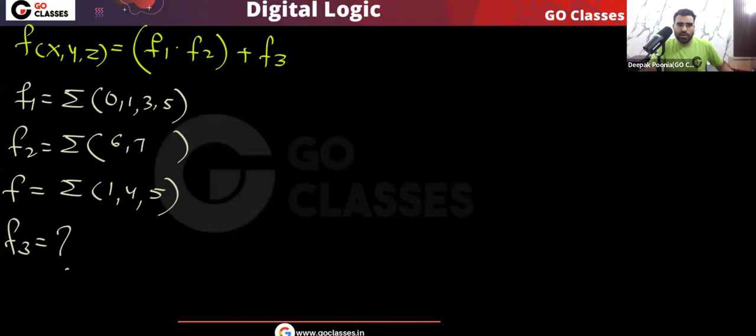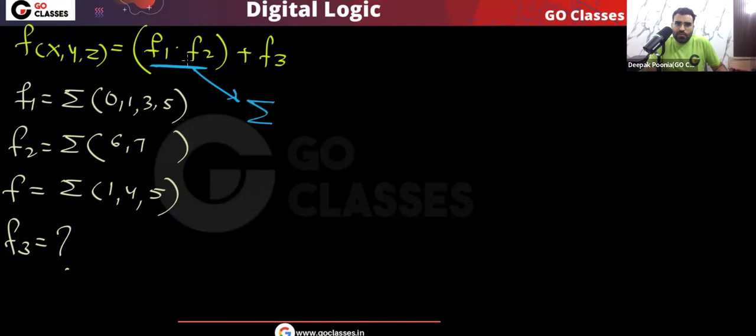This f3 we need to find. So let's see here. Notice this expression is given for f. First let me find the expression for f1 and f2, because I have f1 also, f2 also. So let me find the minterm list for f1 and f2, where the minterm lists of f1 and f2 are both given to you.